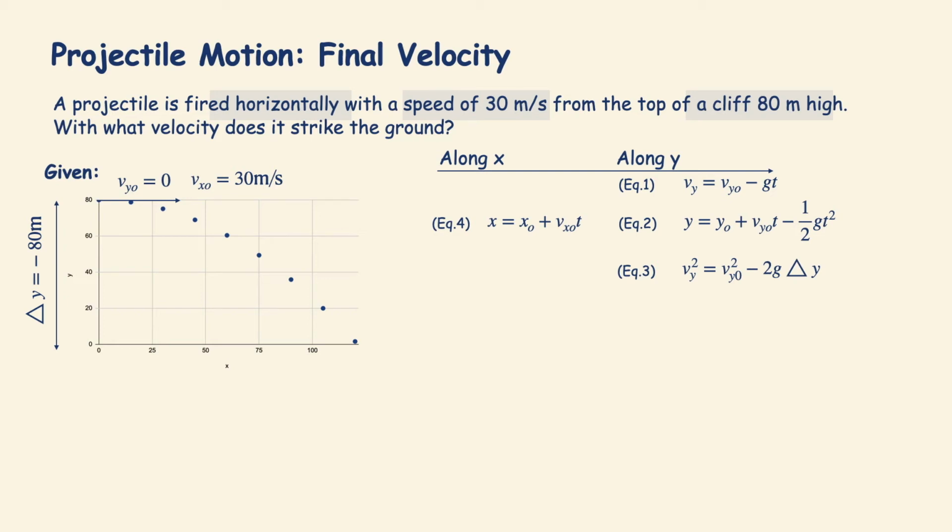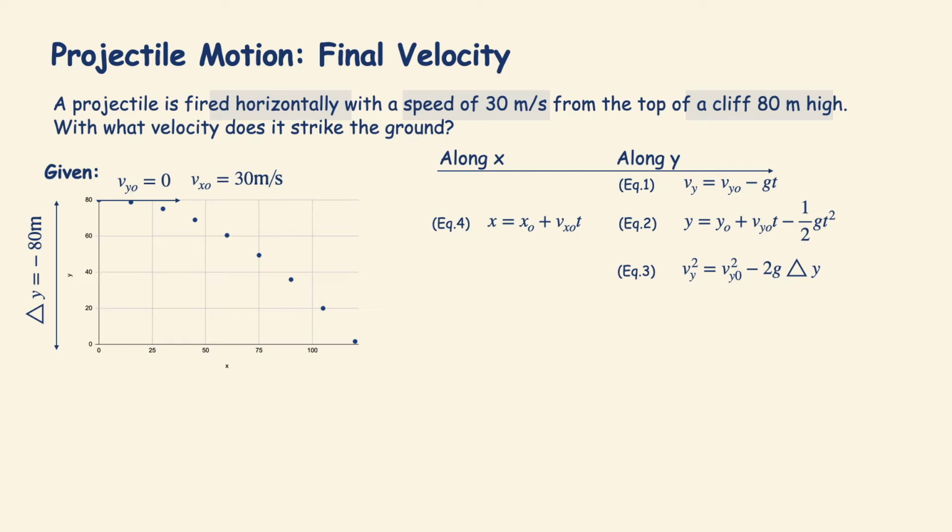And now one more example from the projectile motion. This time we will ask about the velocity with which the projectile strikes the ground. Once again, we will have a projectile that is fired horizontally with a speed of 30 meters per second from the top of a cliff 80 meters high. So here is what we have seen so far.